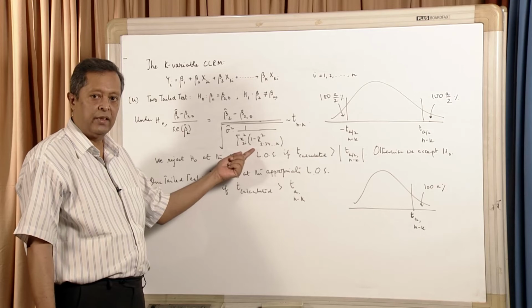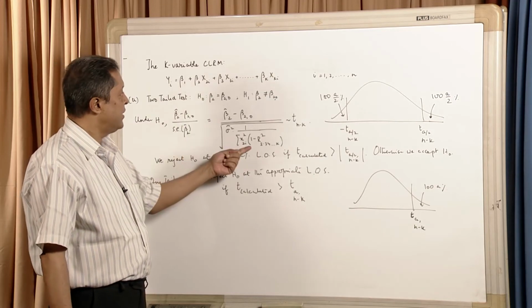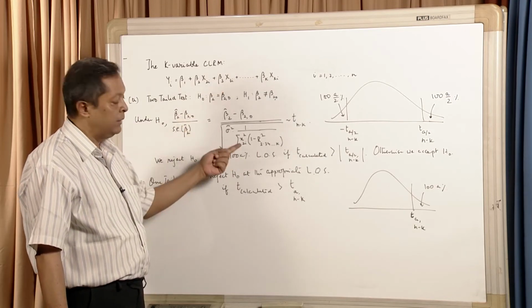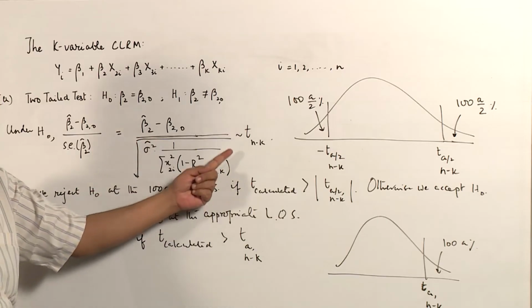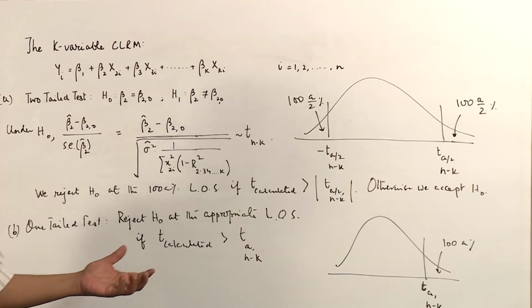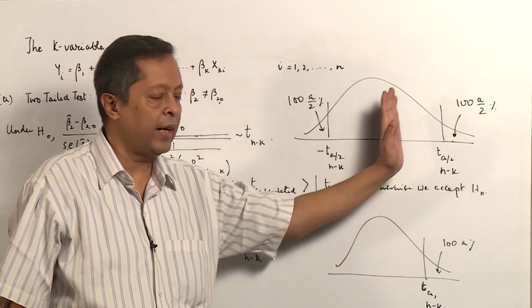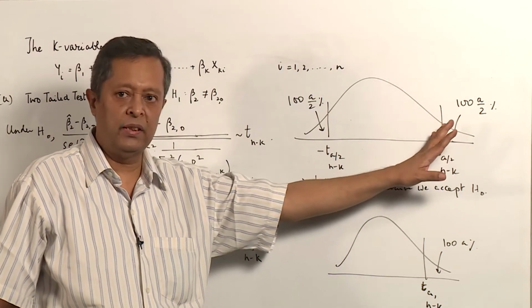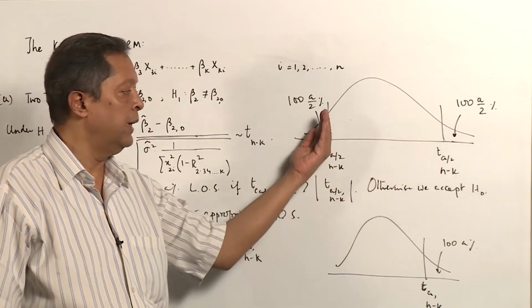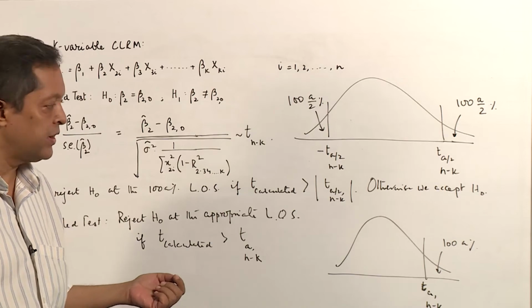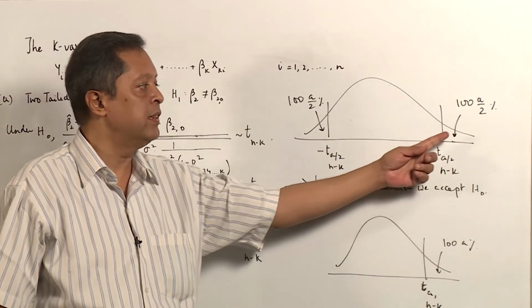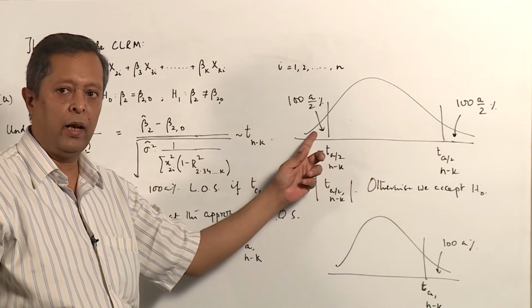So, that is the difference between the test statistic of the k variable model and that of the 3 variable model. So, this is now the test statistic, the rest is as earlier. We have two goalposts. To the right of this, 100 into a by 2%, to the left of this 100 into a by 2%.